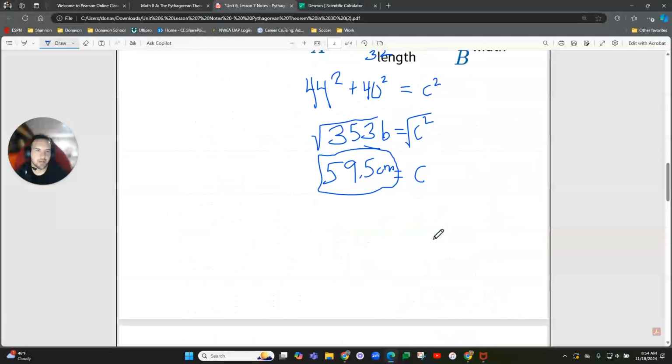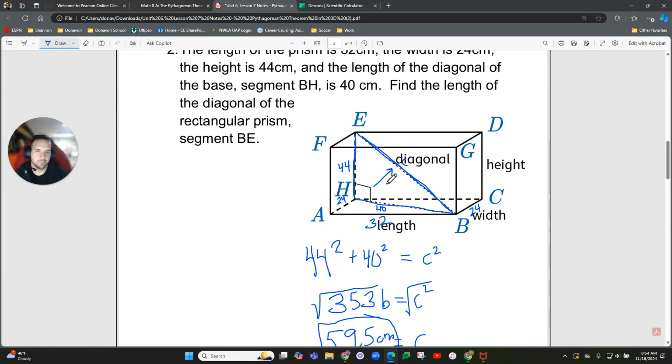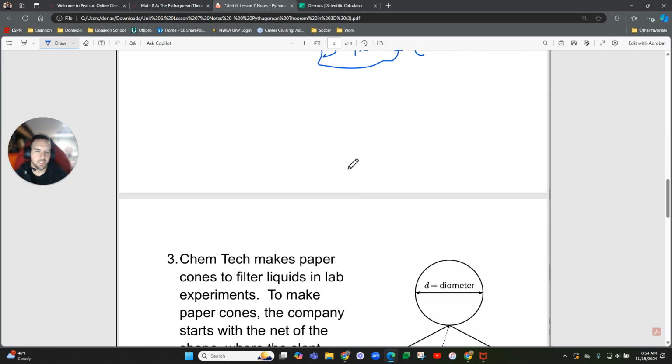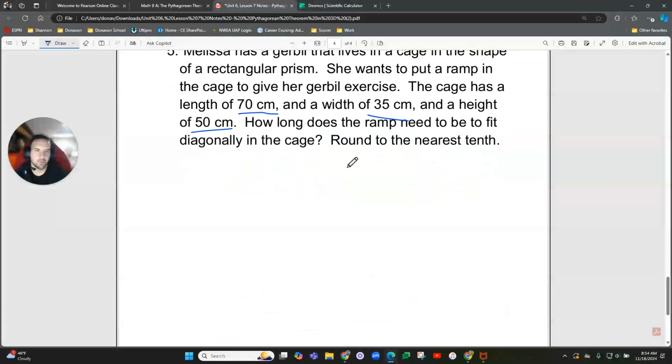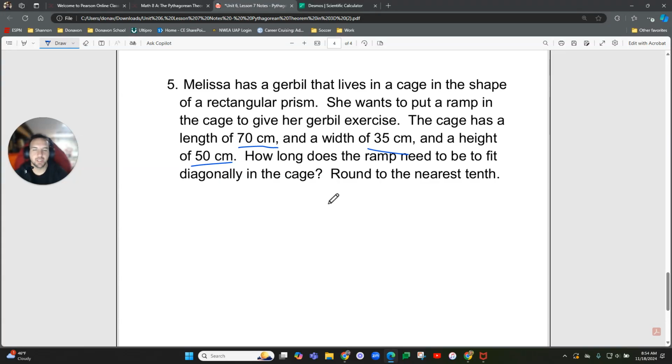I'm going to give you a little shortcut. Anytime you're trying to find the diagonal across a rectangular prism, and it gives you the length, height, and width. In this case, we could have done the same thing, but we didn't. But if it gives you the length, height, and the width, we're going to do something a little bit different. So I'm going to give you a different formula that you can use whenever it gives you that specific situation. It only works in this specific situation.